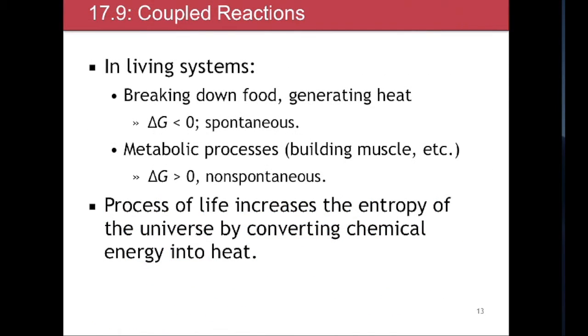So now I want to talk a little bit about how delta G can be related to living systems. In living systems, breaking down food or generating heat is a spontaneous process. So delta G for those reactions is negative or less than 0, so that's a spontaneous process. Whereas metabolic processes such as building muscle are not spontaneous. It takes energy in order for that to happen. So the process of life itself increases the entropy of the universe by converting chemical energy into heat.